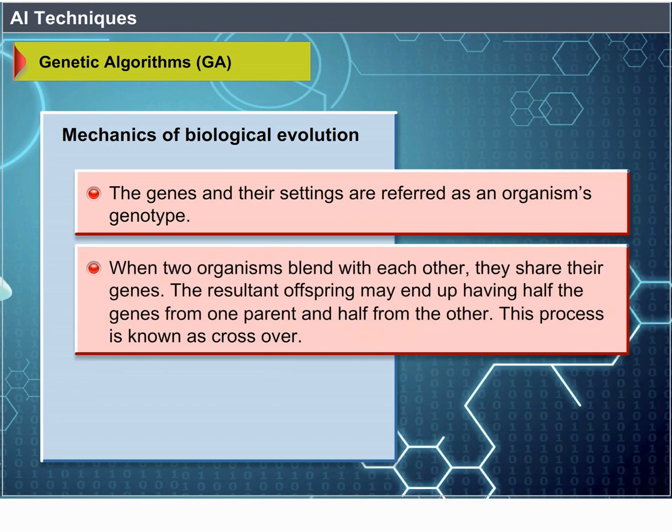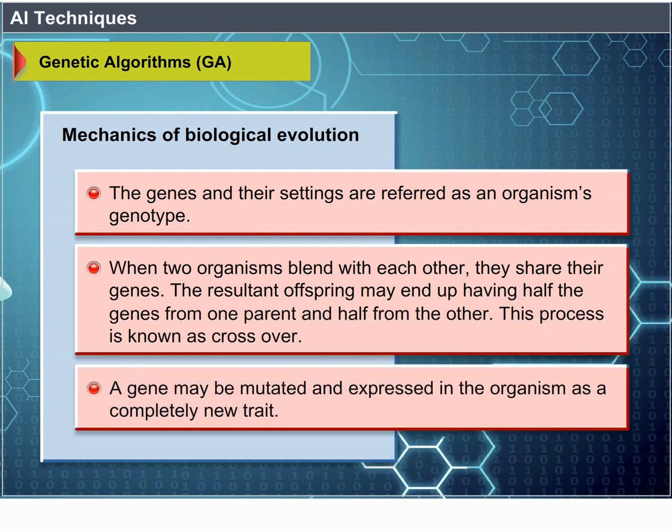When two organisms mate with each other, they share their genes. The resultant offspring may end up having half the genes from one parent and half from the other. This process is known as crossover. A gene may be mutated and expressed in the organism as a completely new trait.